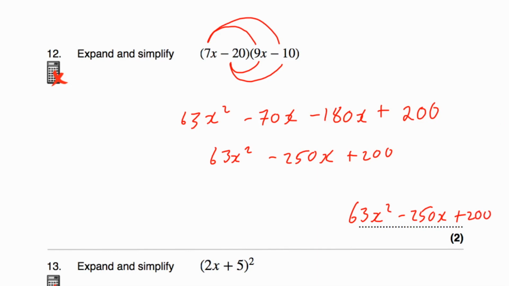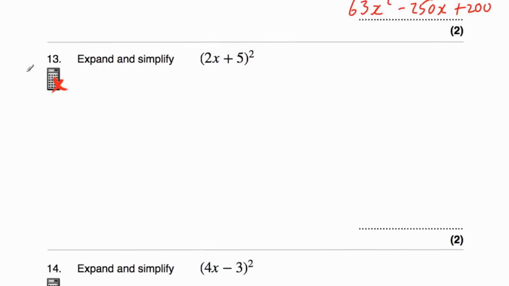Okay, our next question, question number 13. So we've been asked to expand and simplify 2x plus 5 all squared. So we're multiplying this by itself. So we've got 2x plus 5 in brackets, 2x plus 5. And we just need to expand our brackets.